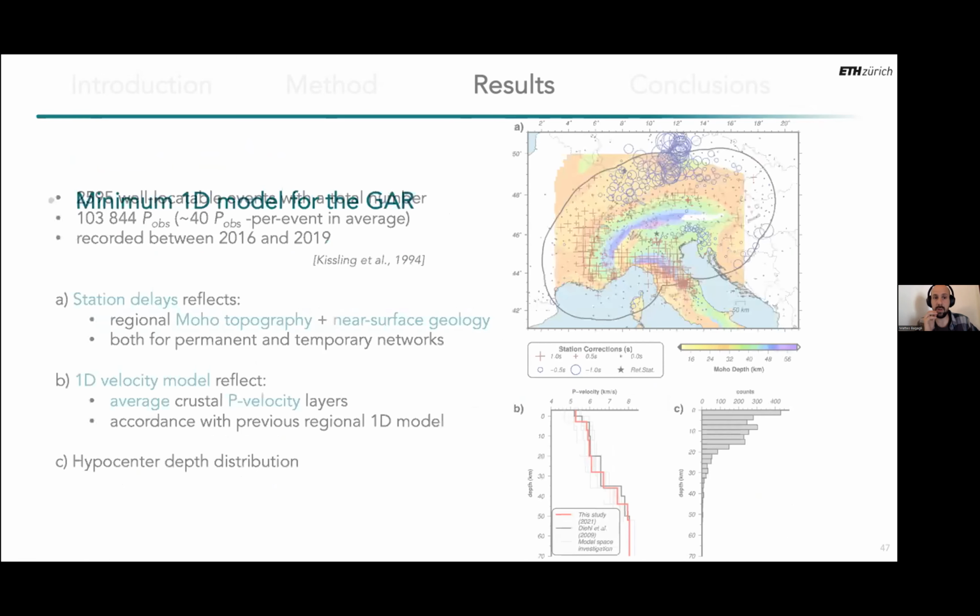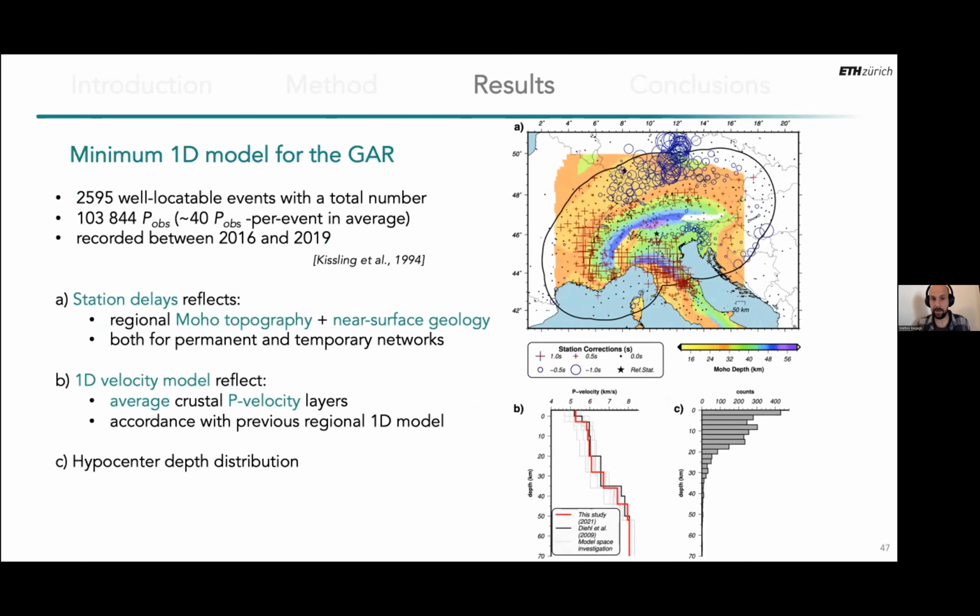Last but not least, there is also the minimum 1D P-wave velocity model of the GAR. This is an update of previous studies that was done by Diehl et al. in 2009 for a smaller portion, mainly focused on the central and western Alps. And we see that, although the layering is a bit different, there is a consistency of this 1D profile with the previous study.